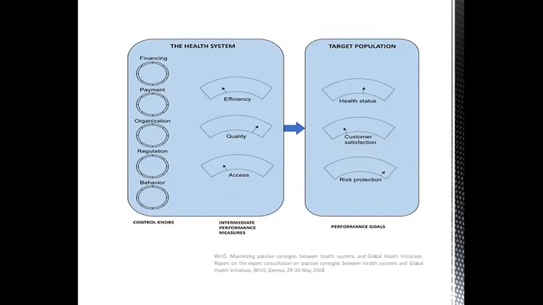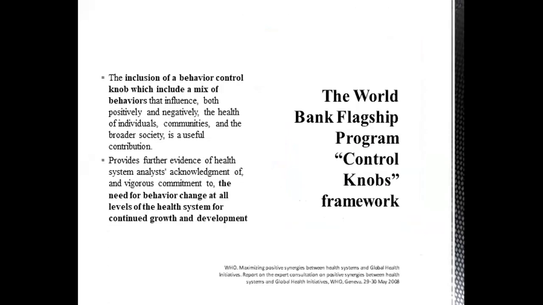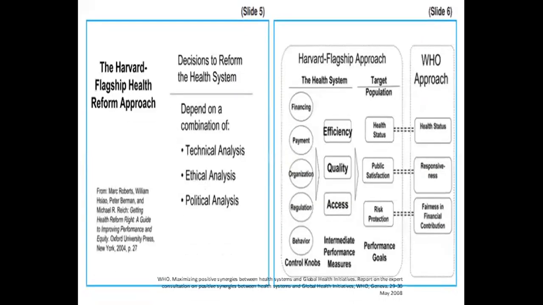Intermediate performance measures include efficiency, quality, and access, and target population performance goals include improved health status, customer satisfaction, and risk protection. The control knob framework of the flagship program includes the behavior control knob, which covers a mix of behaviors that influence health both positively and negatively. It provides further evidence of health system analysis and acknowledgement of the vigorous commitment to the need for behavior change at all levels of the health system for continued growth and development. This is actually the Harvard flagship program: reform and the decision to reform health systems depend on a combination of technical analysis, ethical analysis, and critical analysis.